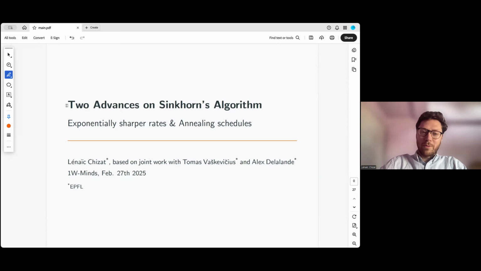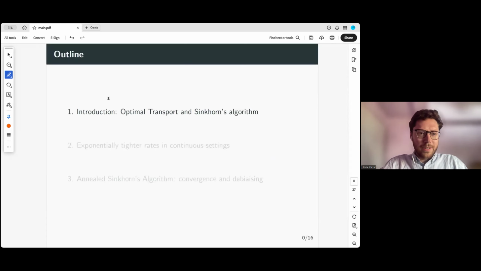So today I want to talk about two recent results that we obtained last year regarding Sinkhorn's algorithm, which is a method to solve computational optimal transport problems. In this talk, it will be divided in three parts. First, I will introduce optimal transport, its entropic regularization, and also Sinkhorn's algorithm, which is the standard algorithm to tackle these problems in large-scale settings. And then there will be two parts, one for each of these advances.